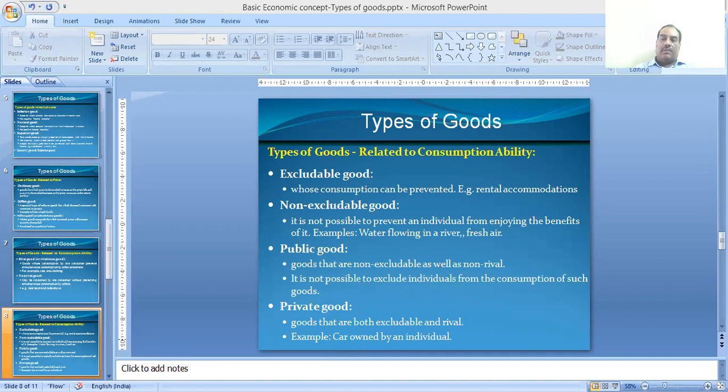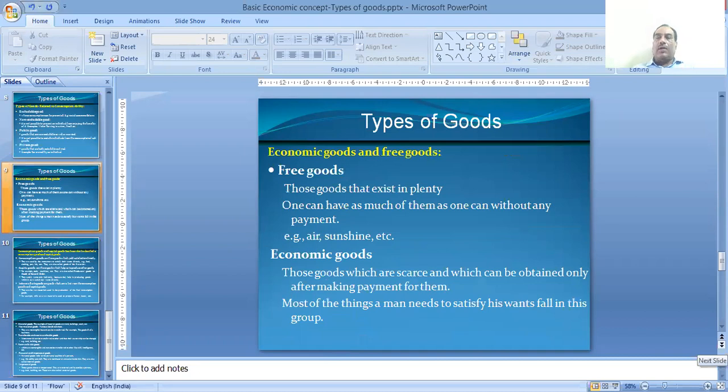Then economic goods and free goods. So it is also a very important classification. Free goods are those goods that exist in plenty in nature. We have plenty of water in the oceans and seas, in the rivers. The sunshine, the air, all these are goods because they have utility and can satisfy human needs and wants. They are essential to satisfy human needs and wants.